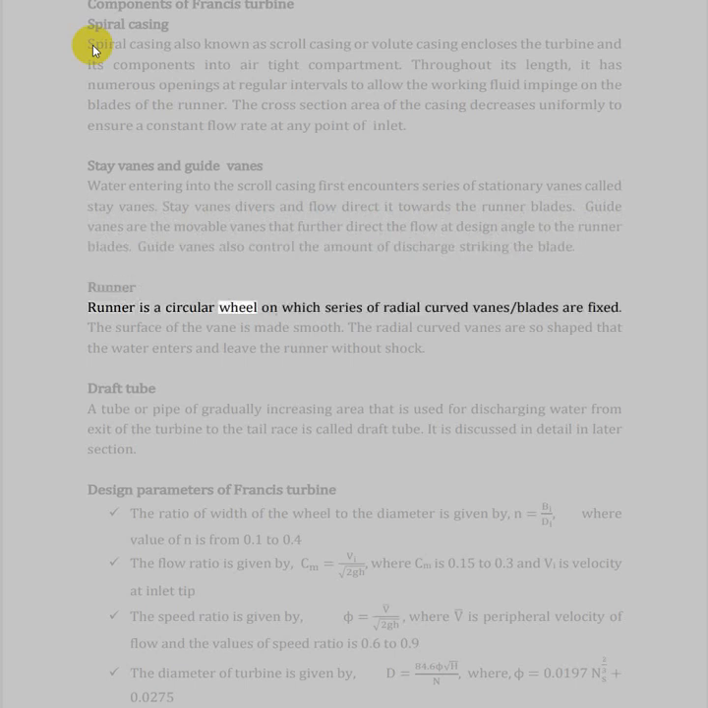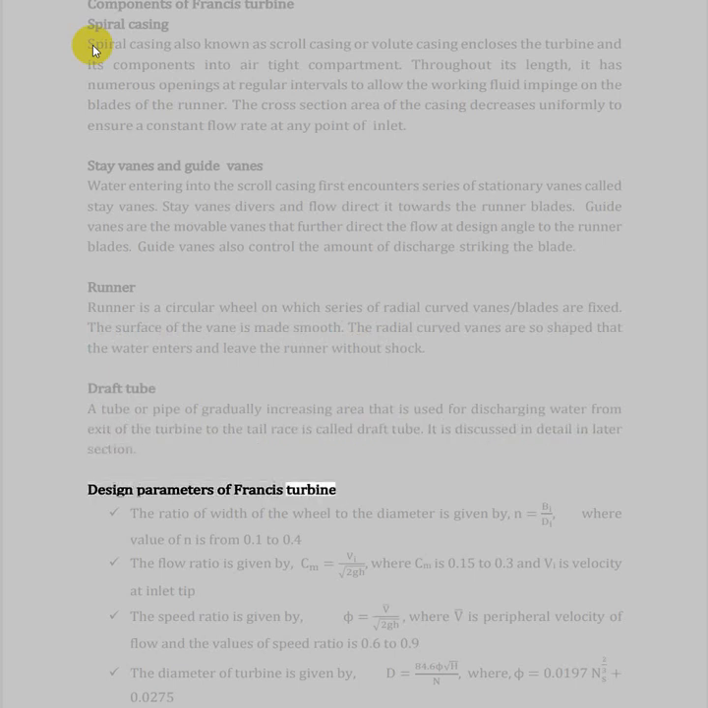Runner is a circular wheel on which a series of radial curved vanes/blades are fixed. The surface of the vane is made smooth. The radial curved vanes are so shaped that the water enters and leaves the runner without shock. Draft tube: a tube or pipe of gradually increasing area that is used for discharging water from the exit of the turbine to the tail race is called a draft tube. It is discussed in detail in a later section.